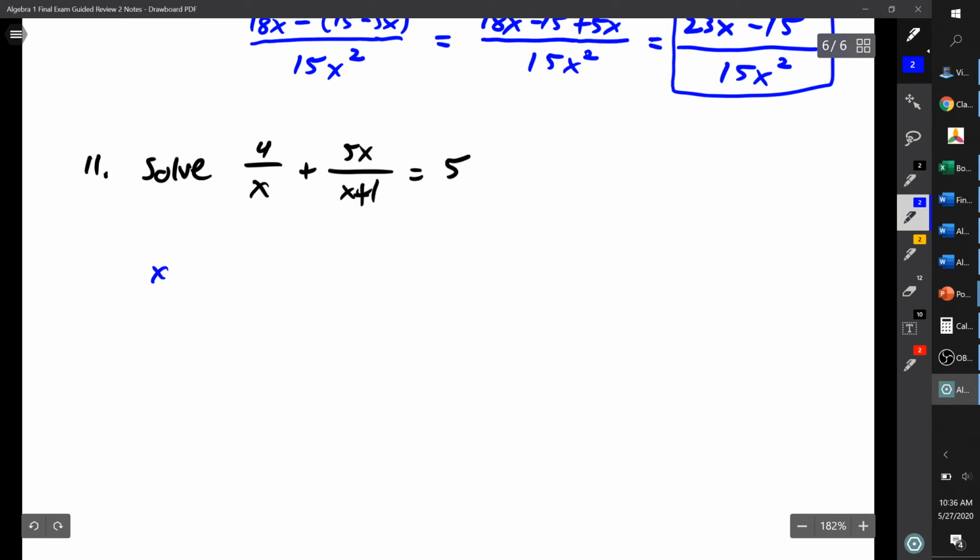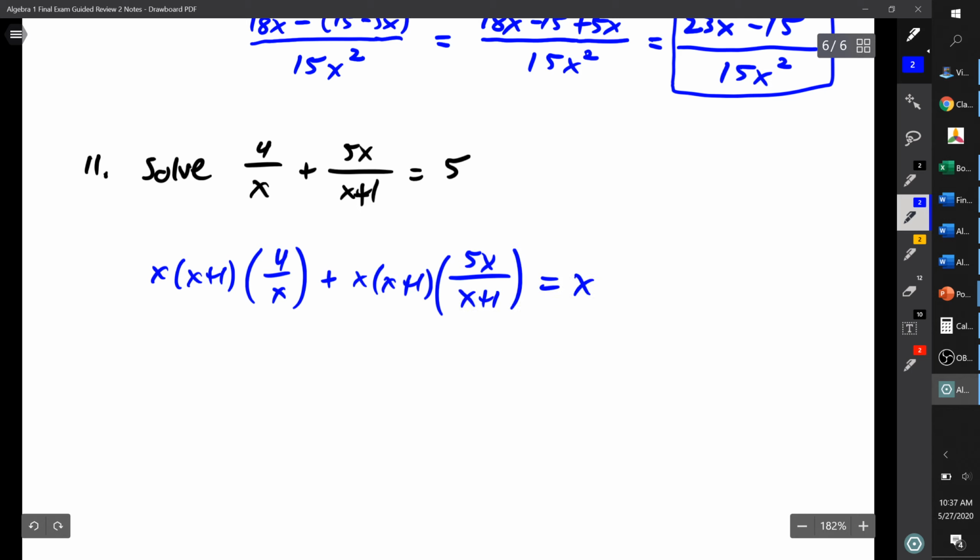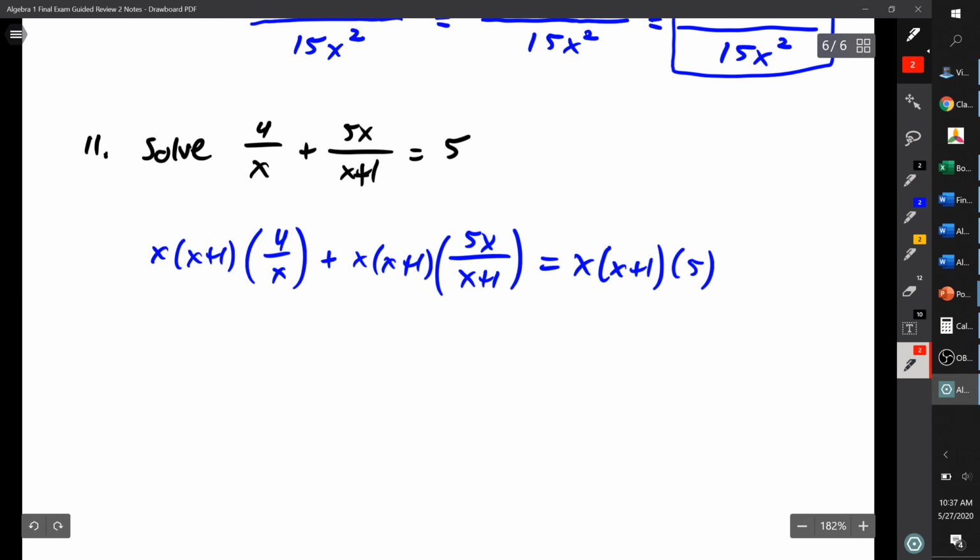So this is going to give us x times (x plus 1) times 4 over x plus that same thing, x times (x plus 1) times 5x over (x plus 1) equals x times (x plus 1) times 5. All right, let's see what happens. What can cancel? My x here cancels with x. So that leaves this first chunk as 4x plus 4, because x plus 1 times x times 4 is 4x, plus 1 times 4, so plus 4.